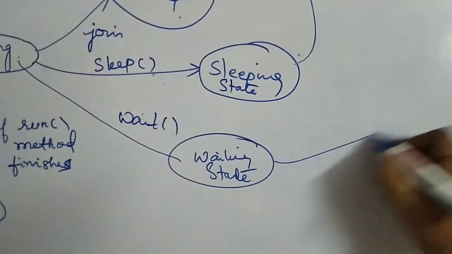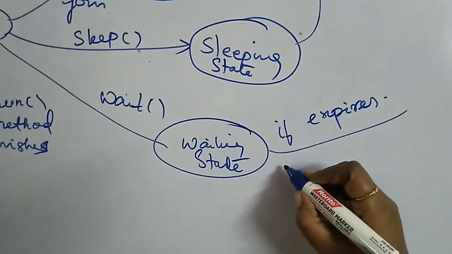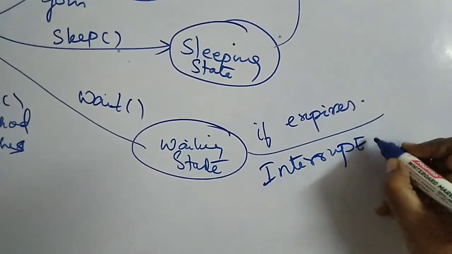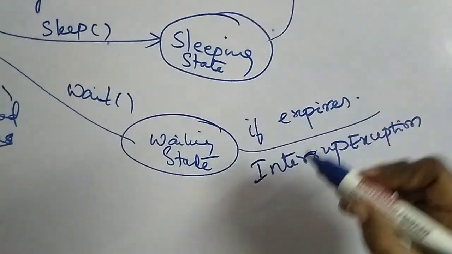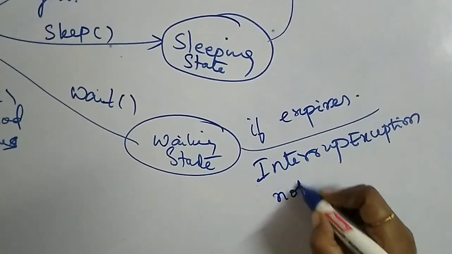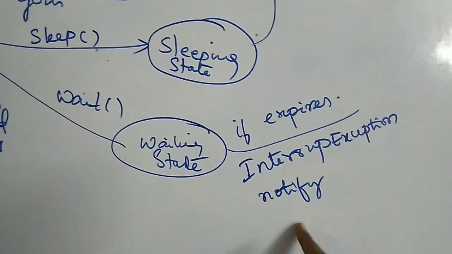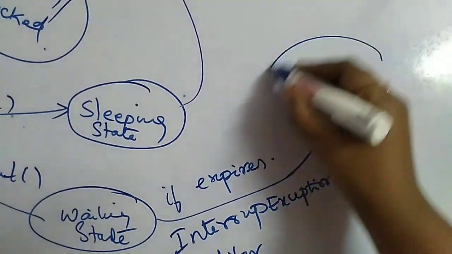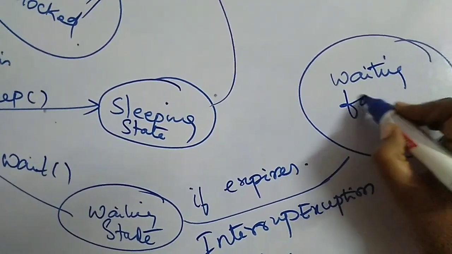If the waiting time expires, or there is an interrupted exception that occurs, because wait throws an interrupted exception, or, very important, if the thread gets a notification from the notify method, in any of these cases it goes into a state which is waiting for the lock.